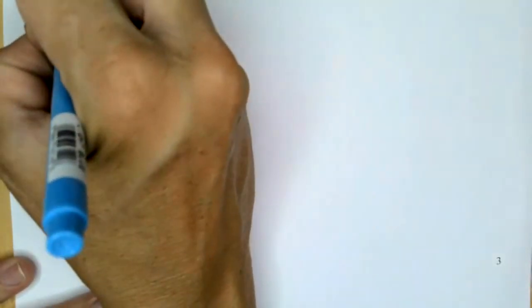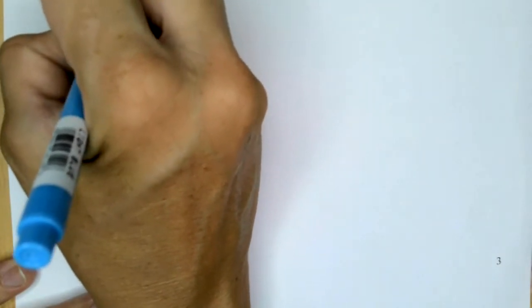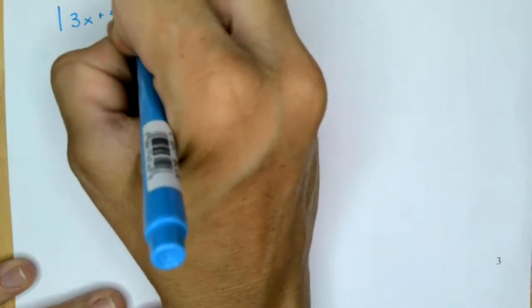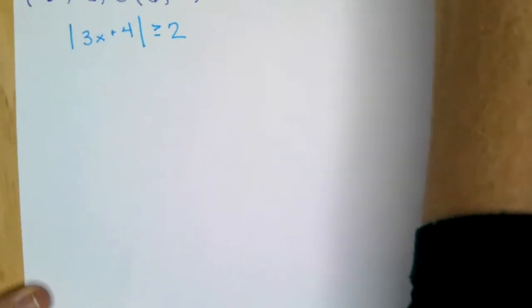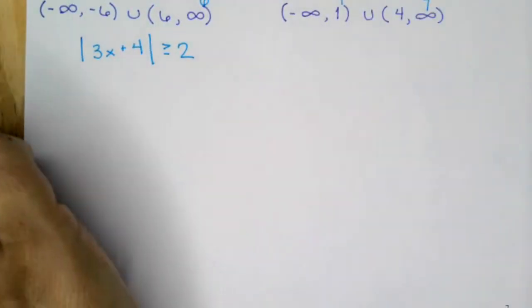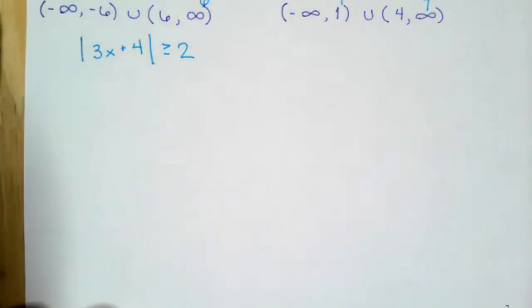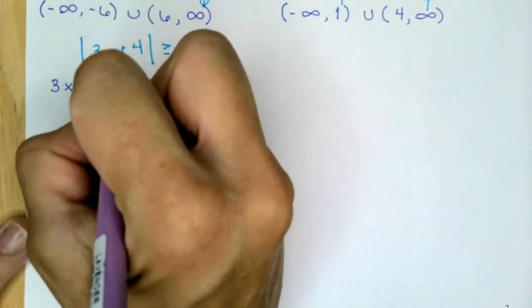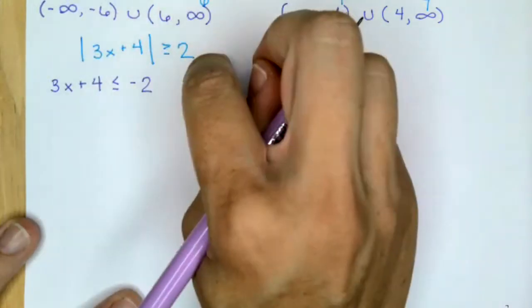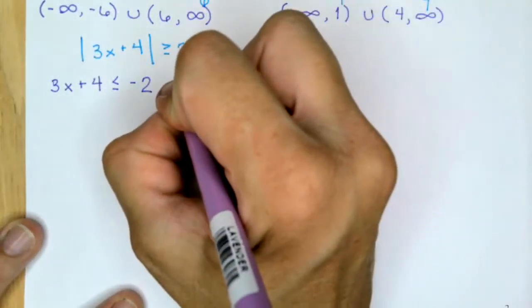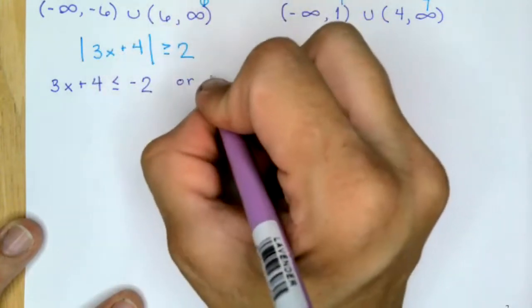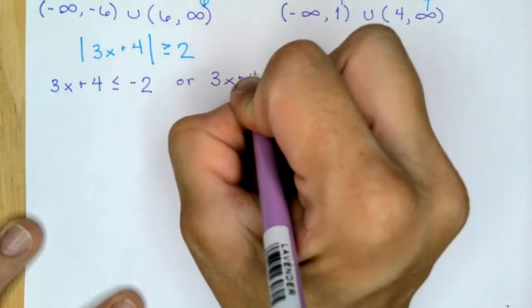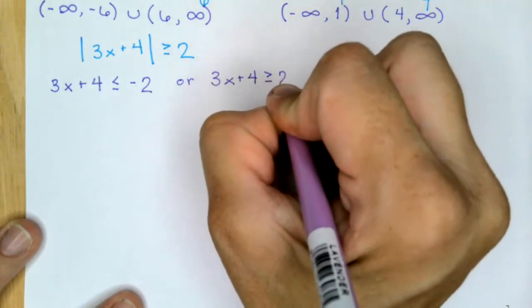is the absolute value of 3x plus 4 is greater than or equal to 2. So that's already isolated. I just need to write it twice. 3x plus 4 is less than or equal to the negative, or the opposite, of 2, or this very equation without the bars. 3x plus 4 greater than or equal to 2.